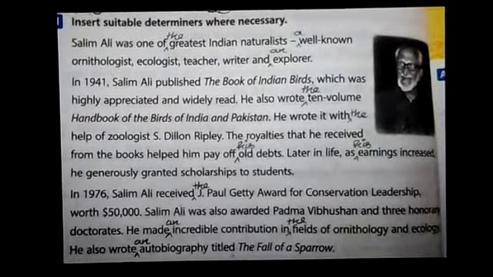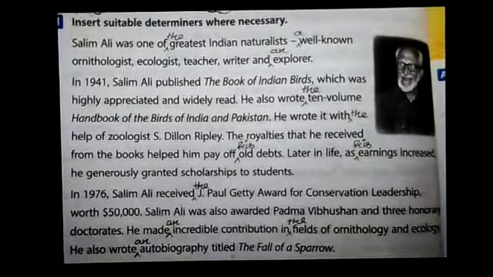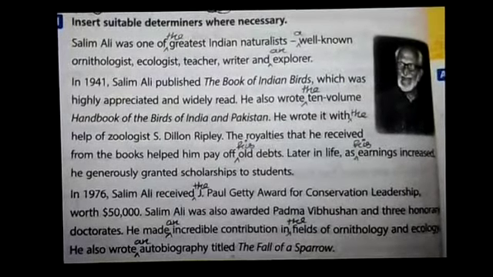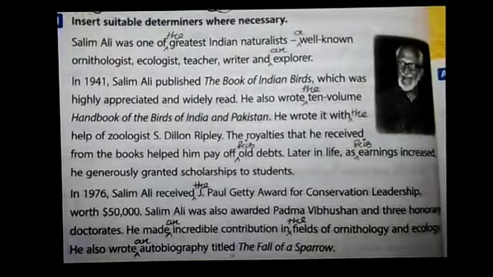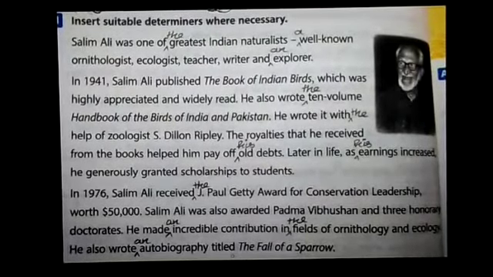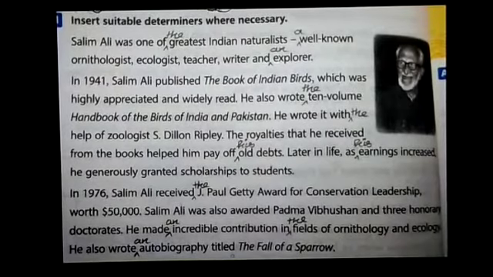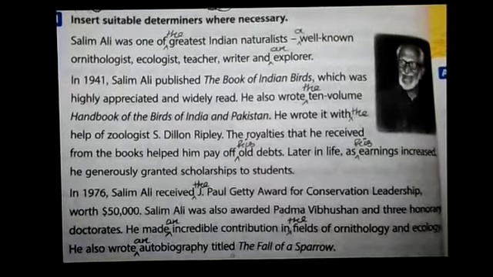Insert suitable determiners wherever necessary. Salim Ali was one of the greatest Indian naturalists. The is missing. Okay, a well-known ornithologist, ecologist, teacher, writer and an explorer. In 1941, Salim Ali published the Book of Indian Birds, which was highly appreciated and widely read. He also wrote the 10-volume Handbook of the Birds of India and Pakistan. He wrote it with the help of zoologist S. Dillon Ripley. The royalties that he received from the books helped him pay off his old debts.